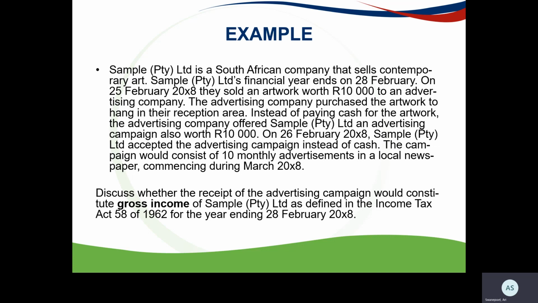So this is otherwise. And the campaign would consist of 10 monthly advertisements in a local newspaper commencing during March. So that would commence during the following tax year. The required is to discuss whether the receipt of the advertising campaign would constitute gross income of Sample as defined in the Income Tax Act for the year of assessment ending 28 February.